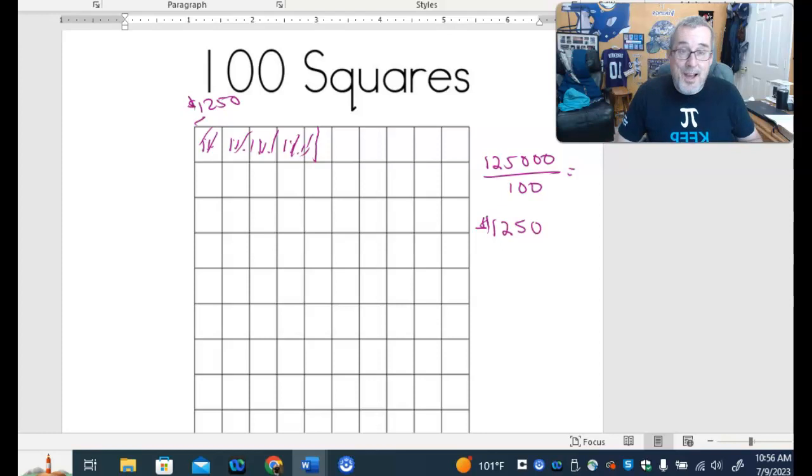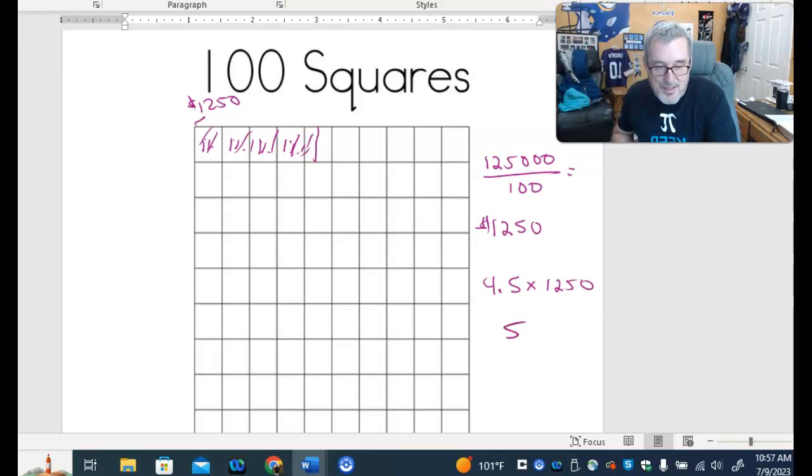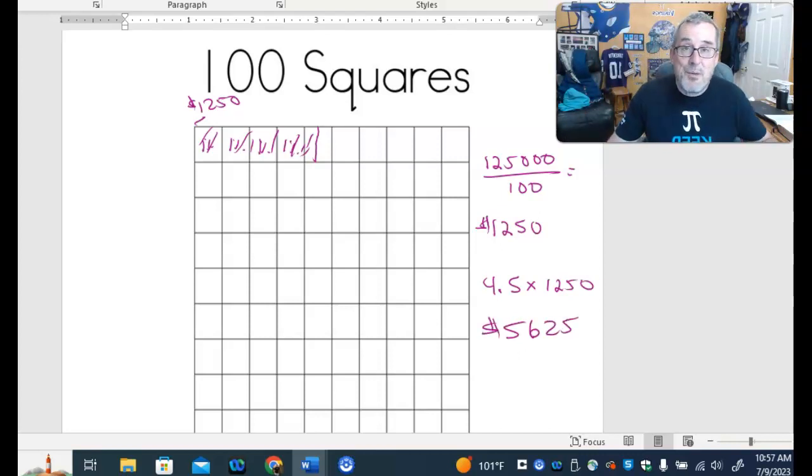How many squares do I have? 4.5. So I have 4.5 copies of 1250. You can grab a calculator and see how much money Ron makes that month. 4.5 copies of 1250 is $5,625. So Ron makes $5,625 that month from his commission. Now in terms of sales force, there might be other income as well, but just from the commission of sales, he's going to make $5,625 in that month.